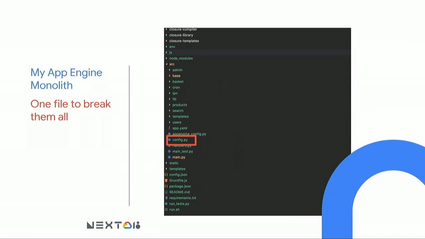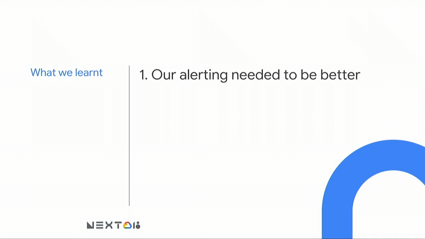But afterwards, we did a quick post-mortem. There were 2 key things that we decided that we learned out of this. Our alerting needed to be much better. Why did our alerting need to be much better? Well, A, because somebody had to phone me, which wasn't great because it was my boss.